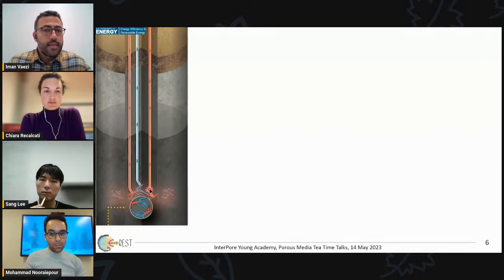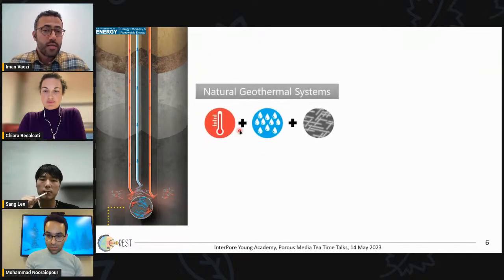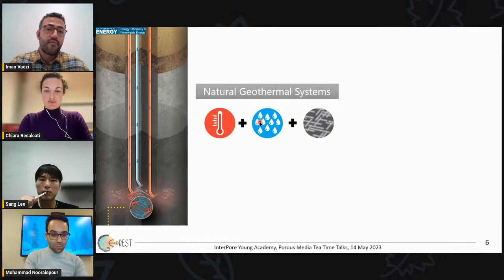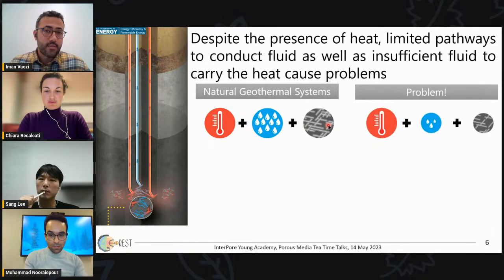So what is an enhanced geothermal system? The concept is simple. Inject cold water into the subsurface and extract the heated water for our usage. A naturally occurring geothermal system, which is known as hydrothermal, is defined by three key elements: heat, fluid, and permeability at depth. It means to generate power from natural geothermal systems, we need abundant heat found in the rock at depth, plus enough fluids to carry heat from the rocks, and small pathways to conduct fluid through the hot rock. However, in most cases, there are problems.